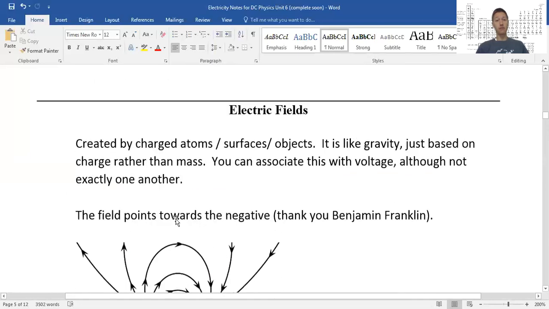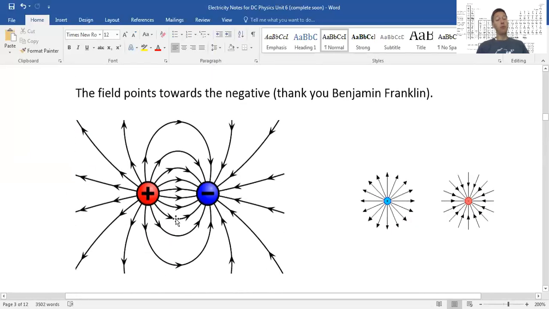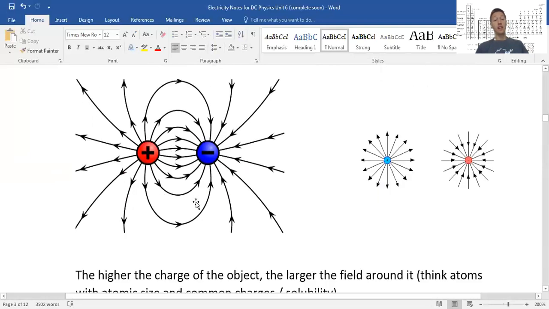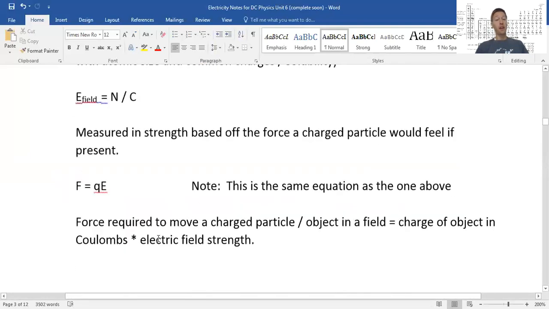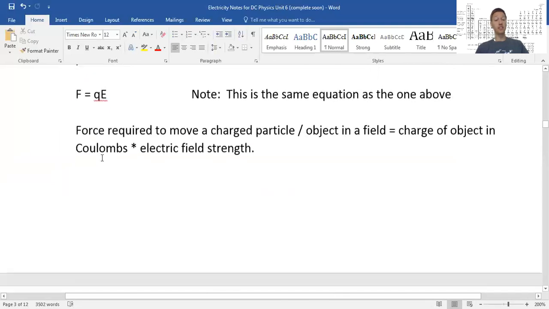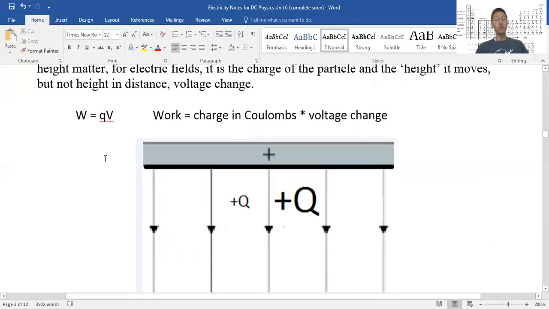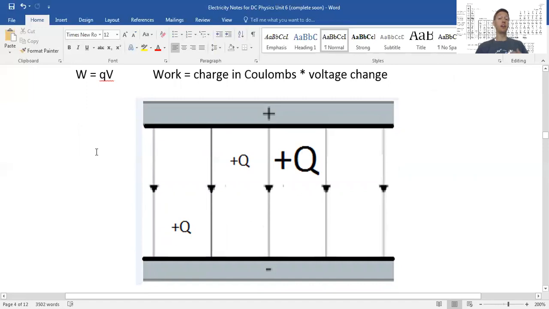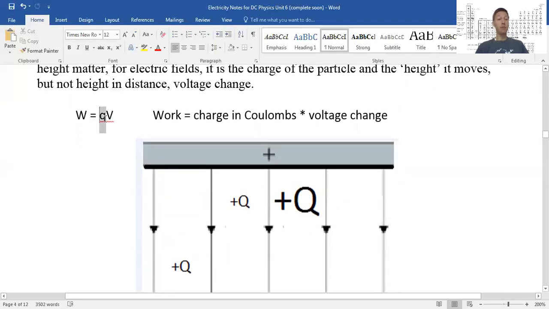So in this video, what I wanted to do is talk about electric fields. Big things to take away from this: electric fields point towards negative. The more condensed the charge, the larger the charge, the bigger the voltage, the bigger the field strength right there. The amount of force it takes to move a particle inside of a field depends on the size of the charge and what the electric field strength is in that location. And when you're comparing it to work, work is equal to how big the charge is and how far you're moving in terms of voltage differences.